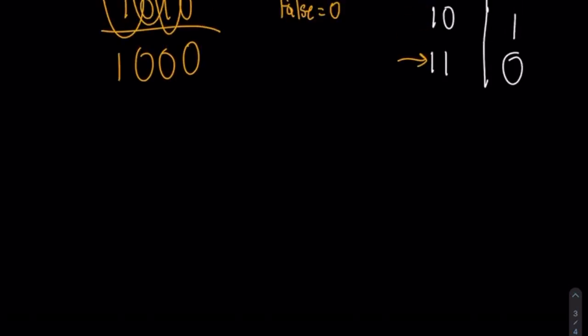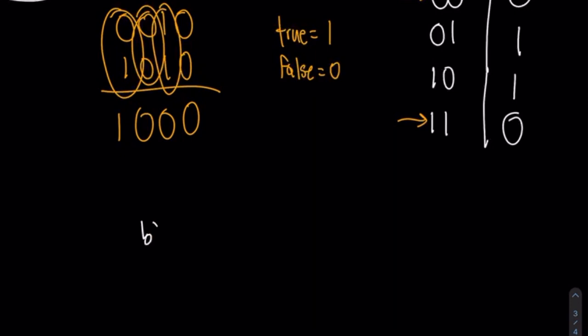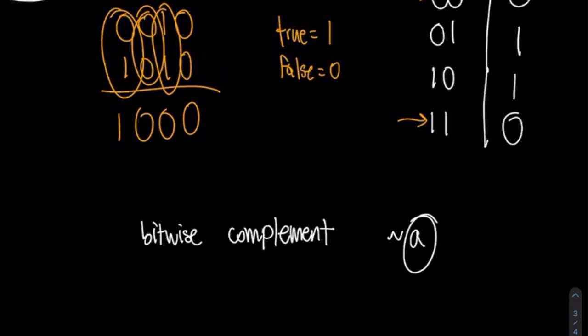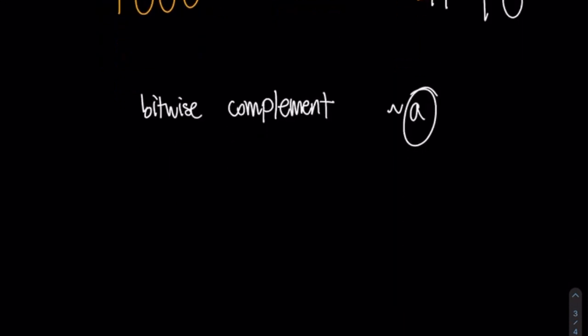Next thing that we have to do for bitwise is bitwise complement, which uses tilde A, and this is a unary operator in that we're only comparing one number. So we can do bitwise complement for A, and we can also do a separate one for B, but just know that the output is the reverse of whatever we have currently.